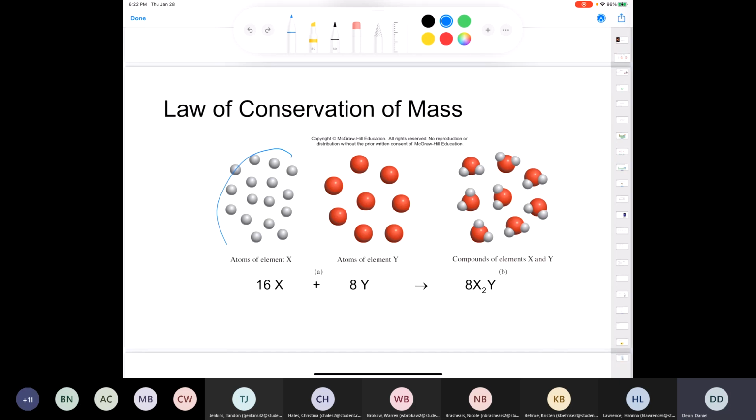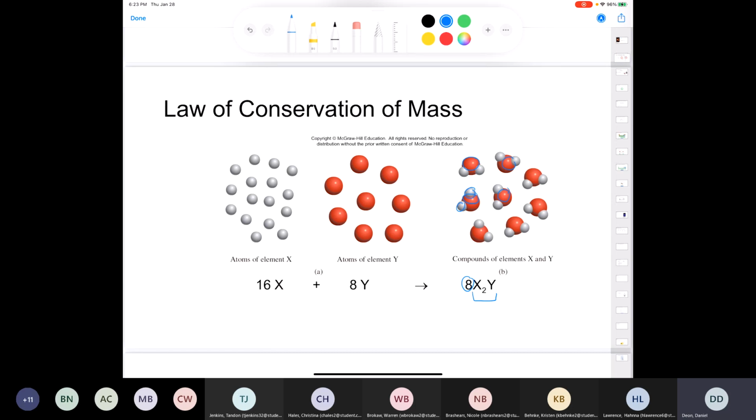If you look at all the atoms of element X, we have 16 of them. Look what happens in our product. If you add up all these gray spheres here, which represent X, you can see there's 16 of them. The formula for this compound is X2Y, and we have a total of 8 of them. 8 times 2 gives me 16, so I haven't destroyed any of the element X. The same thing applies to Y. We started with 8 of the element Y, and if you add up all these red spheres, you have 8 there as well. So again, we conserve our mass, we conserve our matter. We don't destroy atoms, we don't create atoms when we do a chemical reaction.